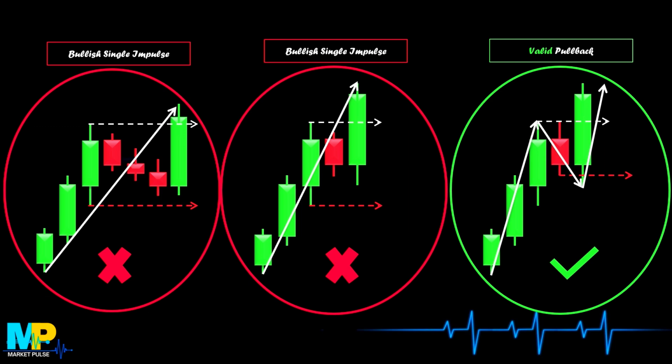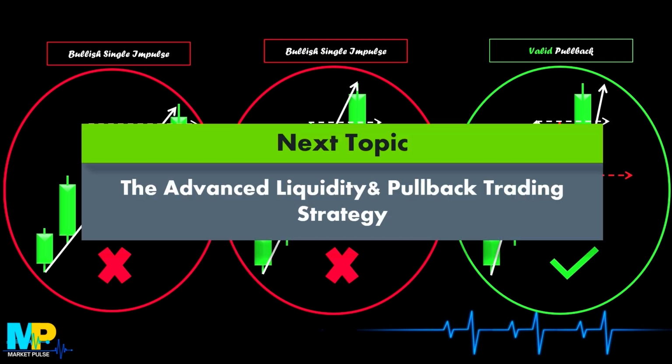So here we have a bullish impulsive wave, followed by a correction, and then another bullish continuation wave. These concepts apply to bearish markets as well. We now can identify valid pullbacks in the market, enabling you to map the market structure easily.